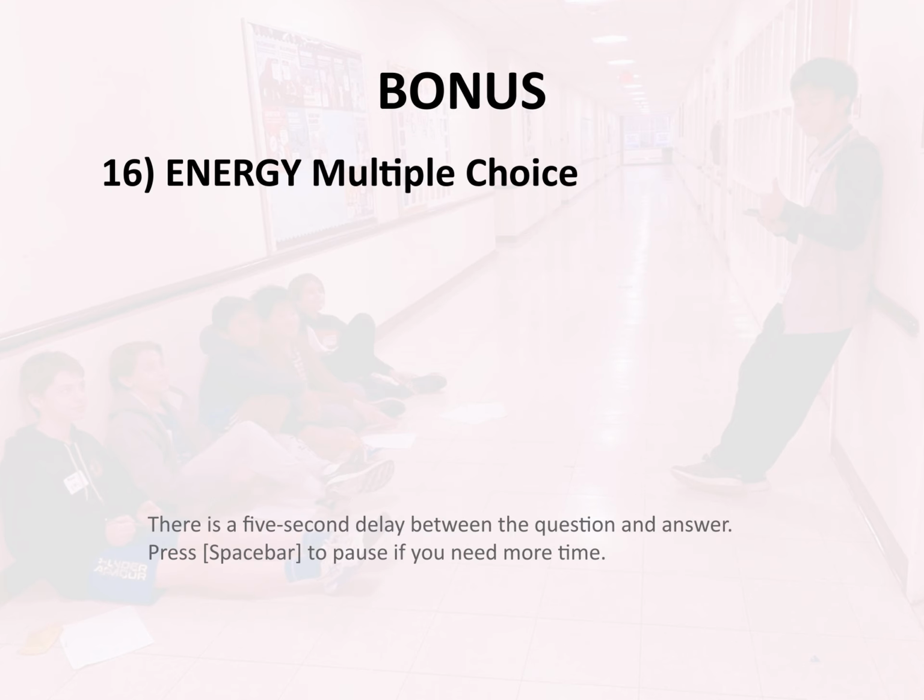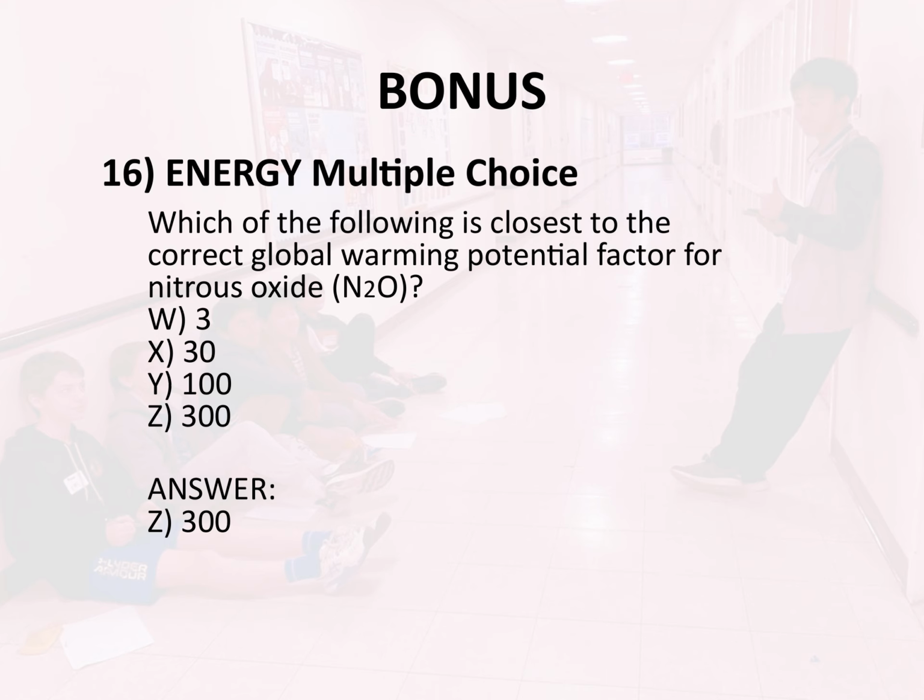Bonus 16. Energy. Multiple choice. Which of the following is closest to the correct global warming potential factor for nitrous oxide, N2O? W, 3. X, 30. Y, 100. Z, 300. Answer. Z, 300.